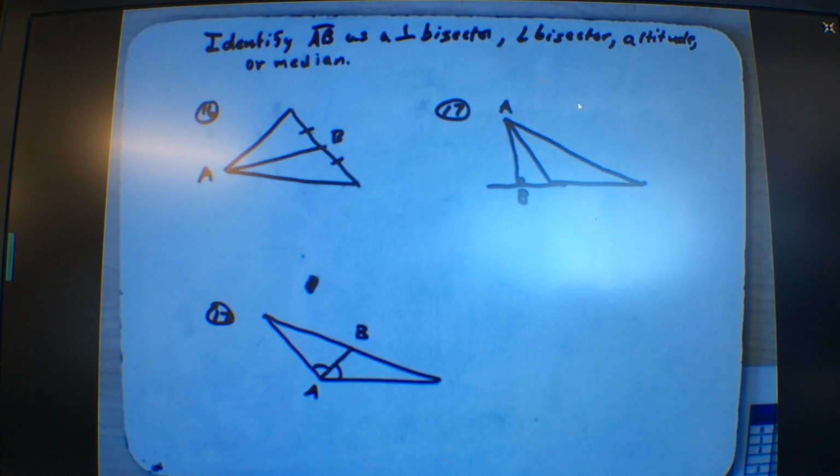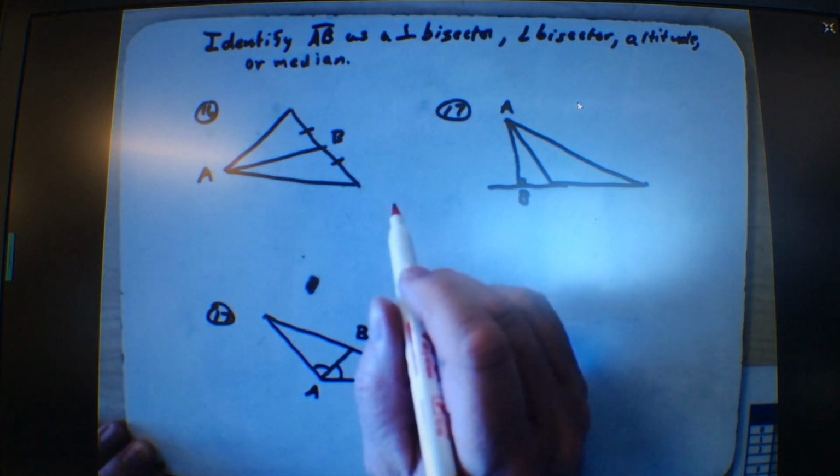It says identify AB as a perpendicular bisector, an angle bisector, an altitude, or a median. You have to spell them correctly, and you have to spell circumcenter, centroid, all those correctly. They're in the directions, so if you don't spell them right, that's not good. So what is number 16? What is AB in this case?